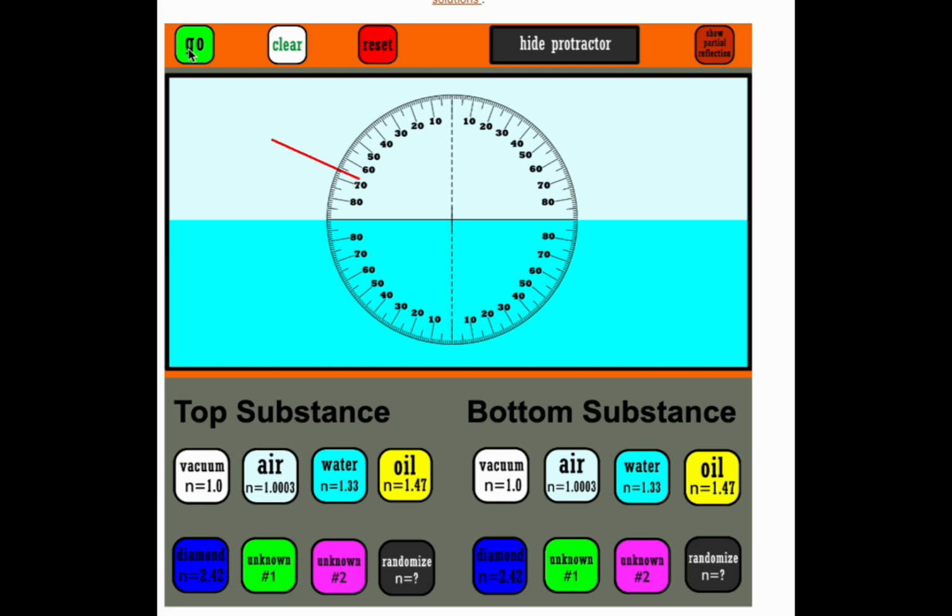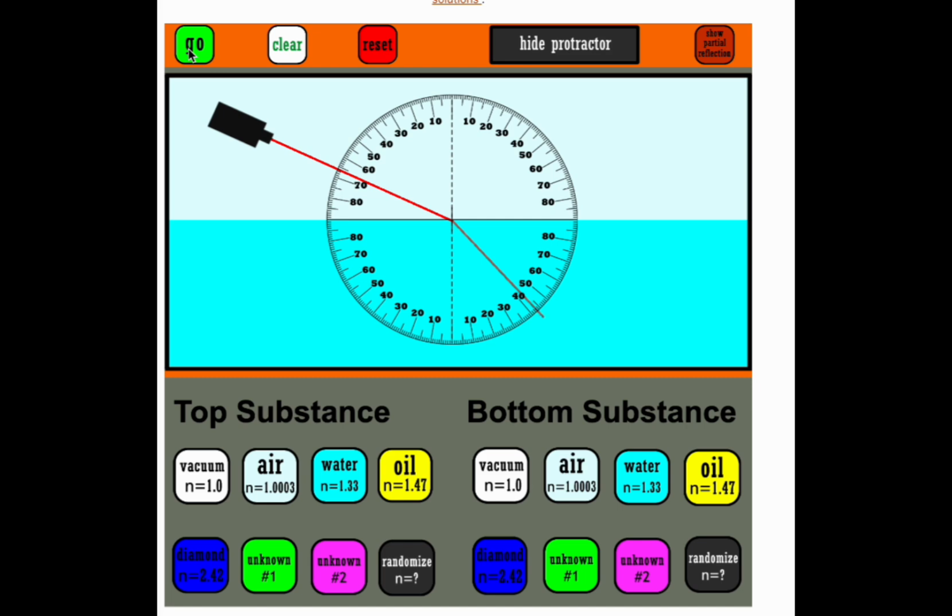Let's shine a light through water and then through oil. When the light beam enters water, it slows down and bends toward the normal. Now, when it passes through oil, it bends too, but not by the same amount.